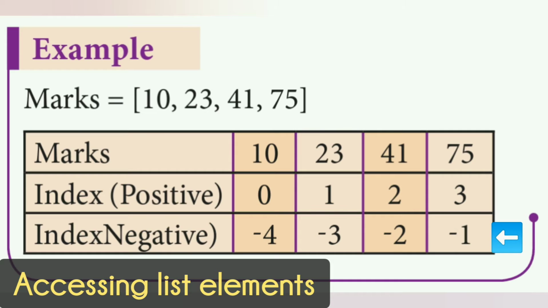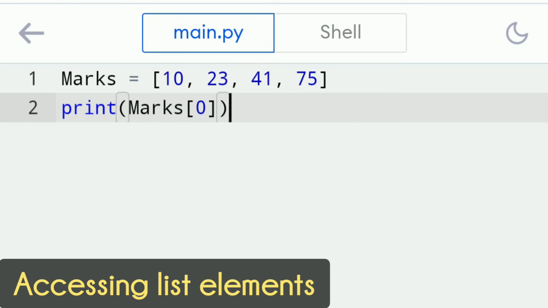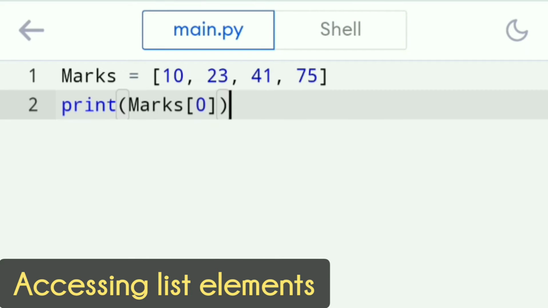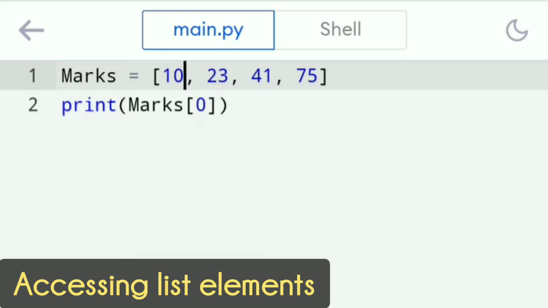So now to access an element from the given list, what we have to do? Simply write the name of the list and followed by the index of that particular element enclosed within square bracket. So run the program and you do get the answer 10. So index 0, the value stored is 10.